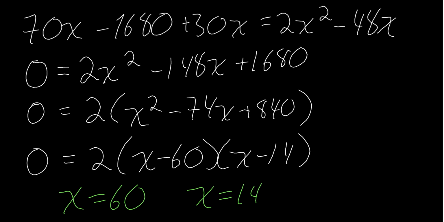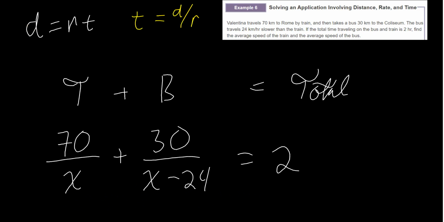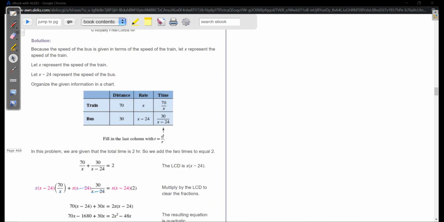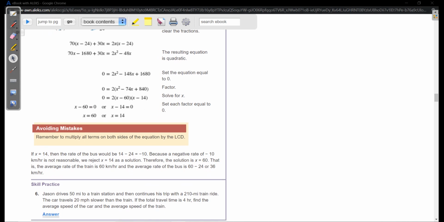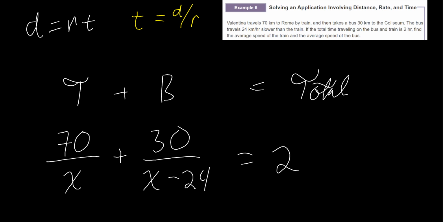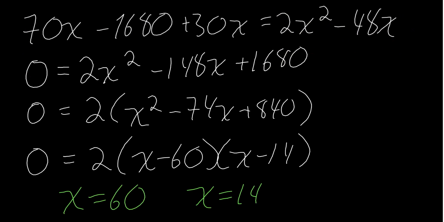It's kind of weird. Okay, so looking at this particular problem, 60. Oh, I guess it could be both of those. If I'm traveling, let me check real quick. Yeah, okay. So we're going to check both of these. One of my solutions was 60, and one of them was 14.